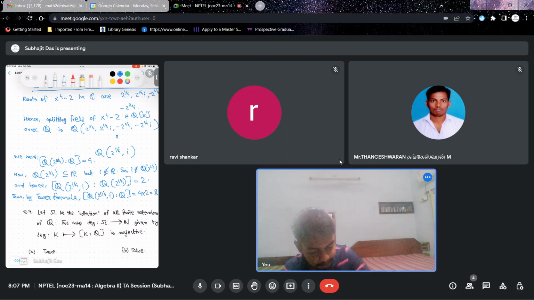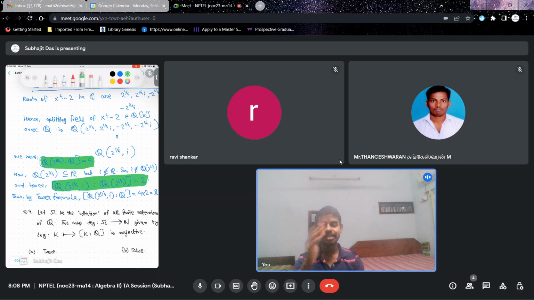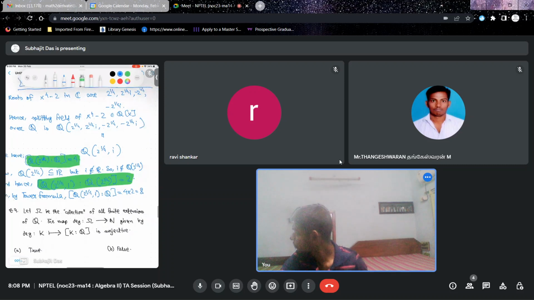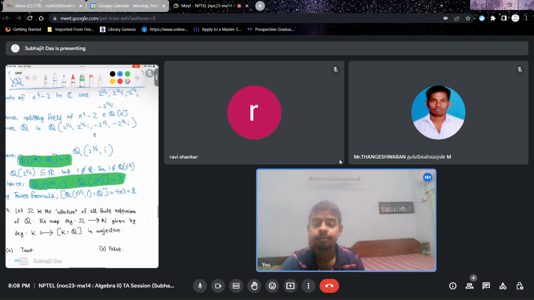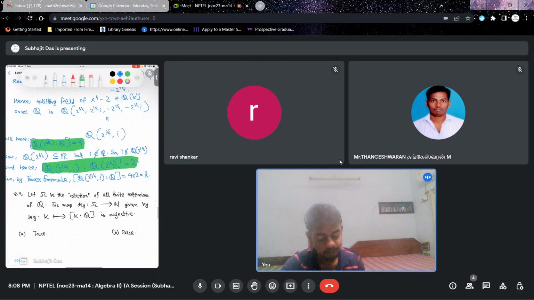So 4 is because of this part. So let me see if I have a highlighter. Yeah, I do. So 4 is because of this part, times the degree of Q adjoined with 2 to the power 1 by 4, comma i over Q adjoined with 2 to the power 1 by 4, which we just saw is 2. So 4 times 2, which is 8. So the degree has to be equal to 8. So the degree is exactly equal to 8.